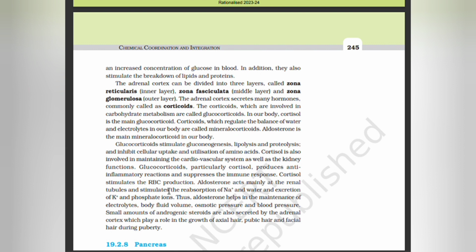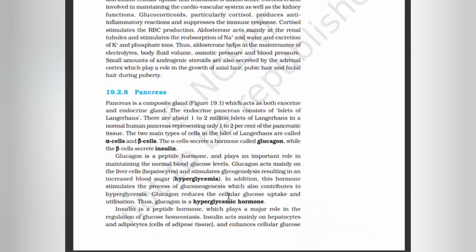Aldosterone acts mainly at the renal tubules and stimulates the reabsorption of sodium and water and excretion of potassium and phosphate ions. Thus, aldosterone helps in the maintenance of electrolytes, body fluid volume, osmotic pressure, and blood pressure. Small amounts of androgenic steroids are also secreted by the adrenal cortex, which play a major role in the growth of axial hair, pubic hair, and facial hair during puberty.